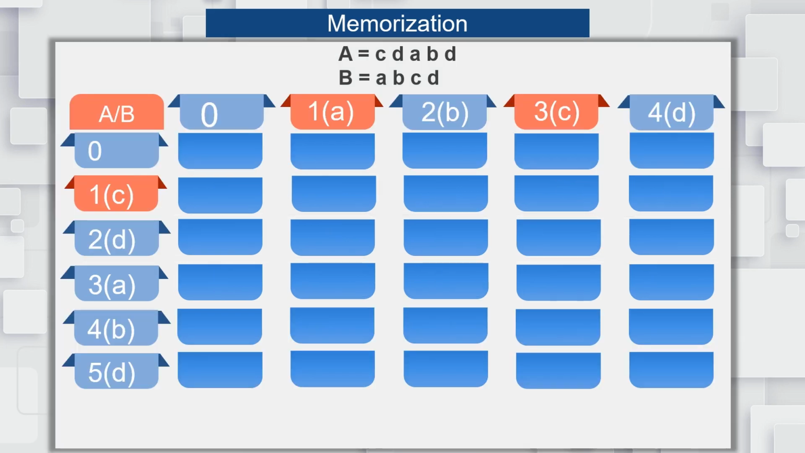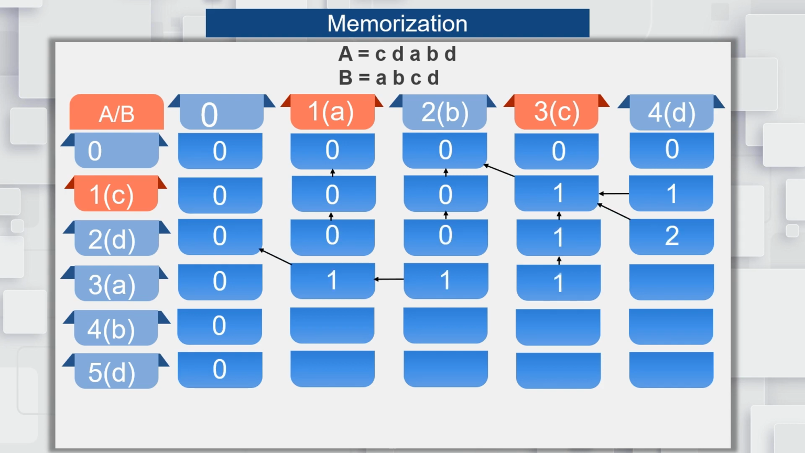Now, let's look at a bigger problem. Let's take A and B sequence. Like before, we fill up the first row and column with 0 and proceed to the rest, maintaining the conditions. Following the conditions, we get the maximum length of 3. And if we trace back diagonally, we get our longest common subsequence.